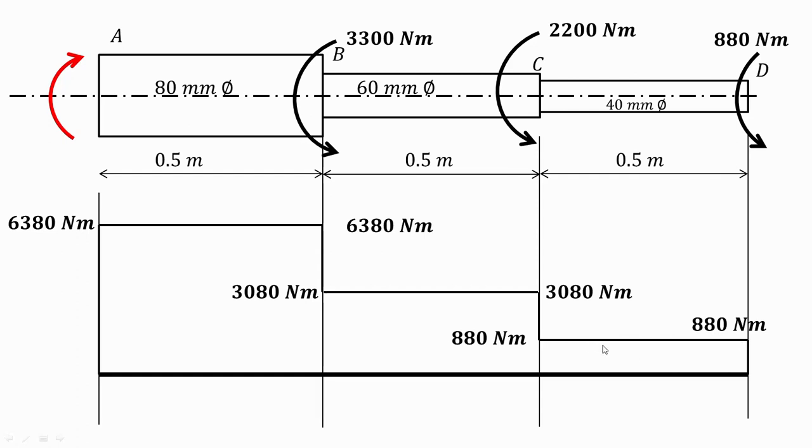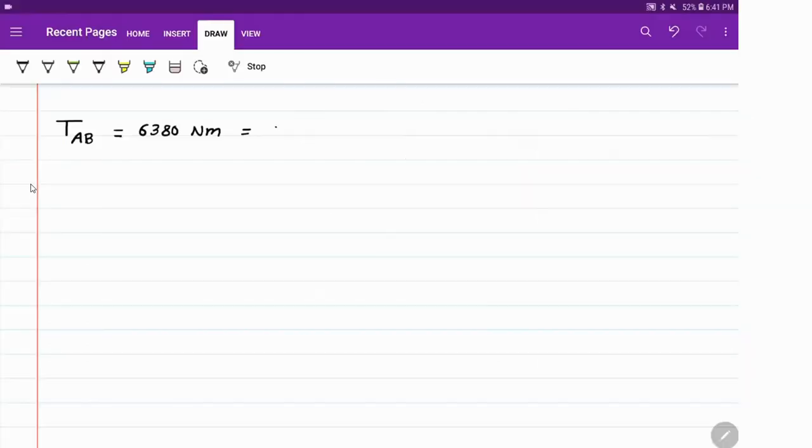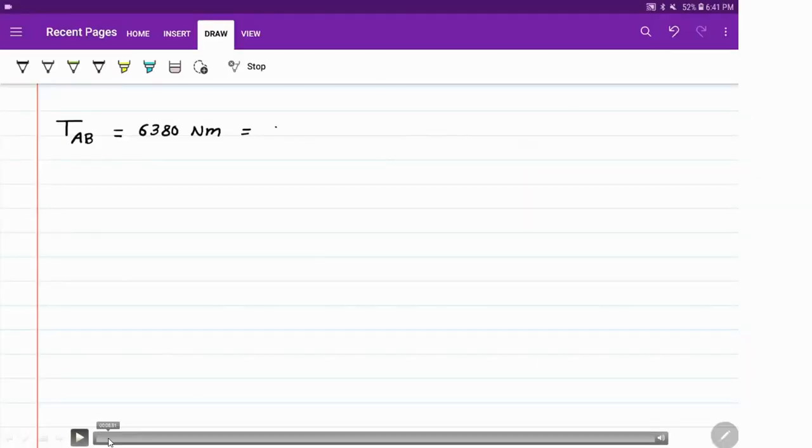So all these horizontal lines will indicate the torque in various portions, that is AB, BC and CD. Whereas this particular torque is a reactive torque and its magnitude is 6380 Newton meter. So this is the meaning or interpretation of this particular torque diagram. So using these values, we can easily find out the angle of twist.